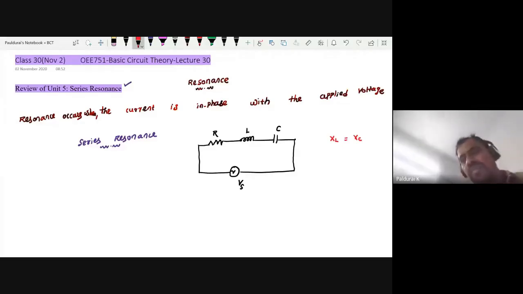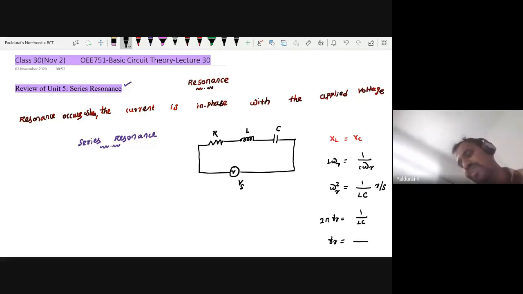Now, how will you find the resonance frequency? XL equals L omega, and XC equals 1 by C omega. Take the magnitude. I'm looking for omega, so omega squared equals 1 by LC. What do you mean by resonance frequency? The frequency at which resonance occurs. So here this omega becomes omega r, in radian per second.